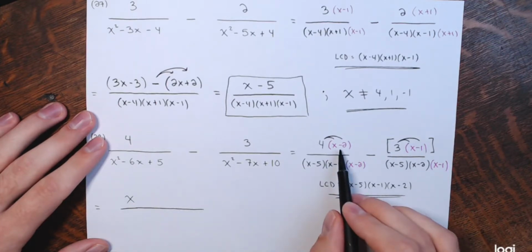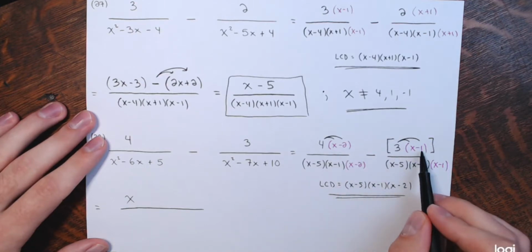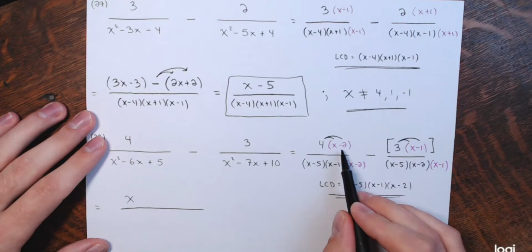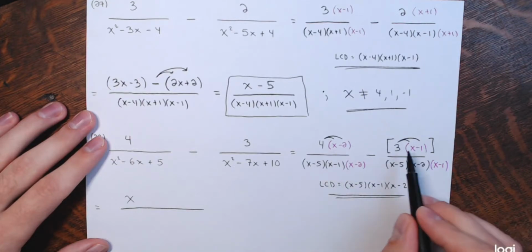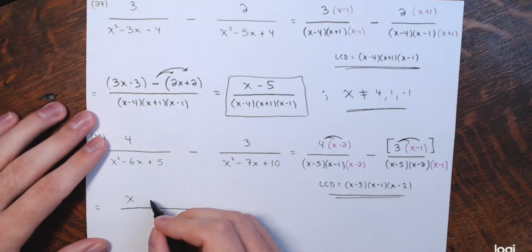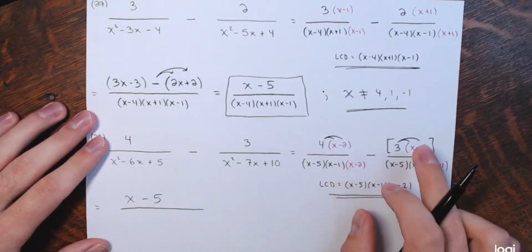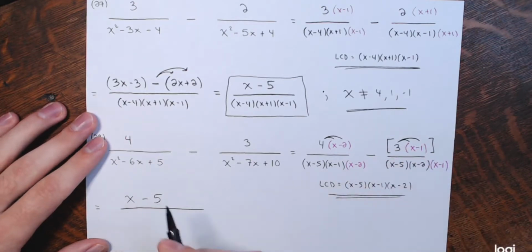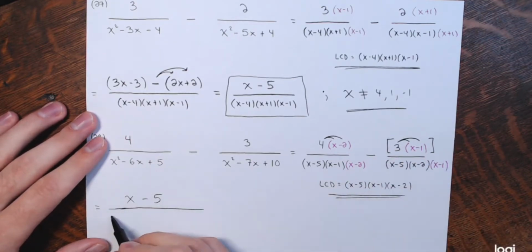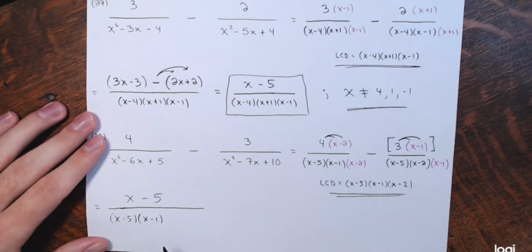In the first numerator, I'd have negative 8 minus, in the second numerator, I'd have negative 3. Negative 8 minus negative 3 would be negative 8 plus 3. Negative 8 plus 3 is minus 5. So after taking the terms of the first numerator and subtracting all the terms of the second numerator, I end up with x minus 5. Then the denominator is the LCD, x minus 5 times x minus 1 times x minus 2.